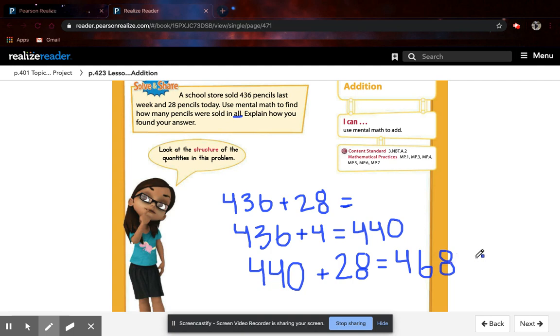And then, since I added 4 here just to get 440, I then still need to take away that 4. So I have to do 468 minus 4, which would give me 464.